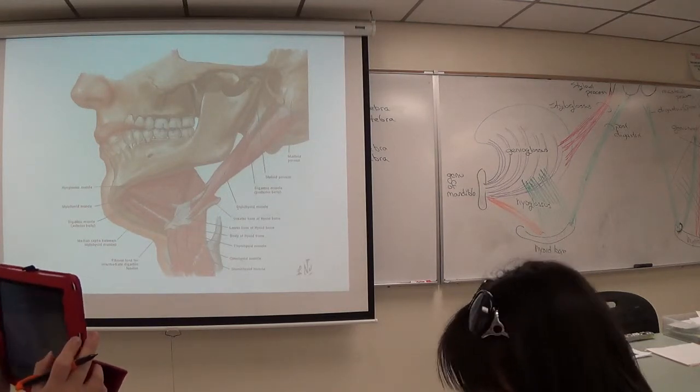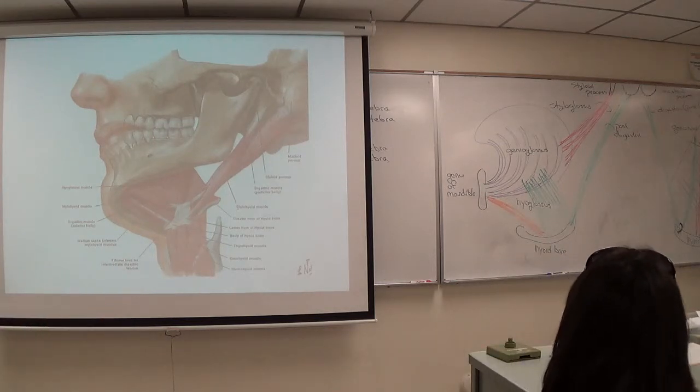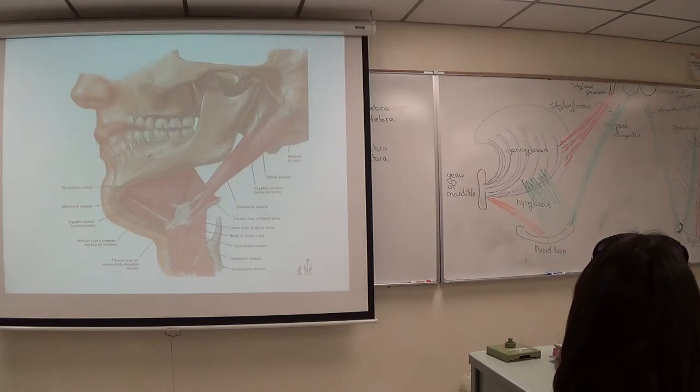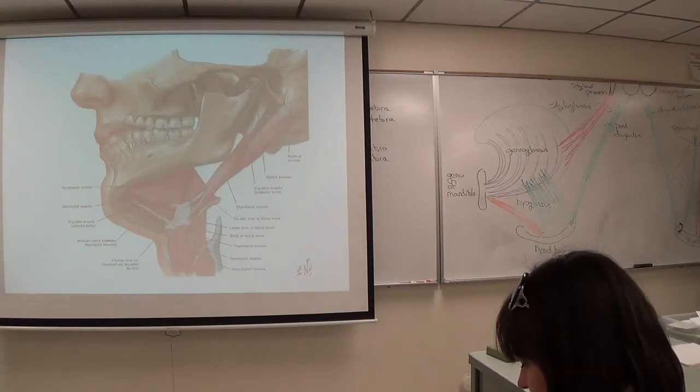The posterior belly of the digastric, you guys remember what cranial nerve passes through the stylomastoid foramen? It says 5 major branches across the face. Facial nerve. Okay? So this is innervated by the facial nerve, whereas the anterior belly is innervated by trigeminal. Similar to our chewing muscles.